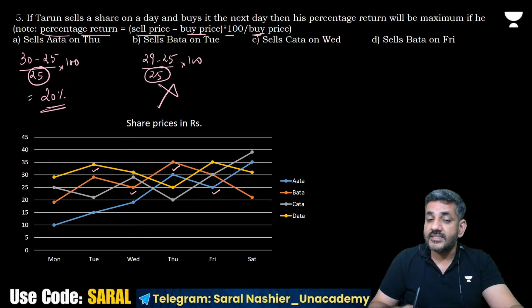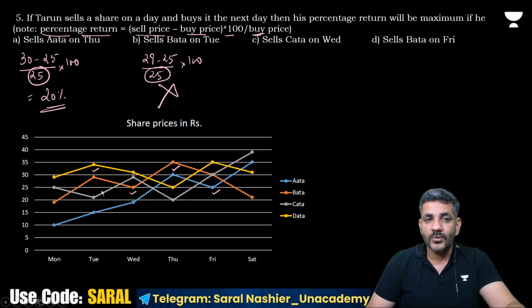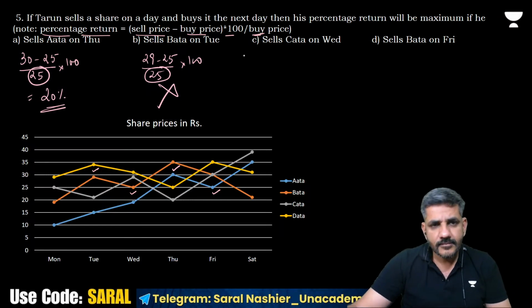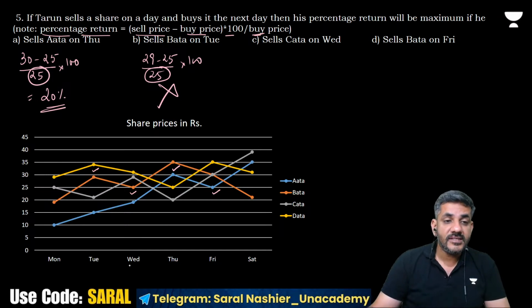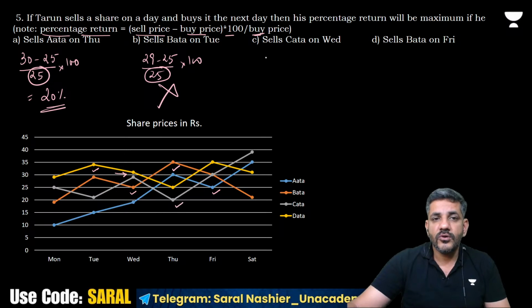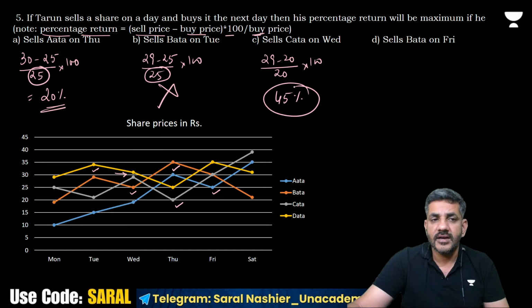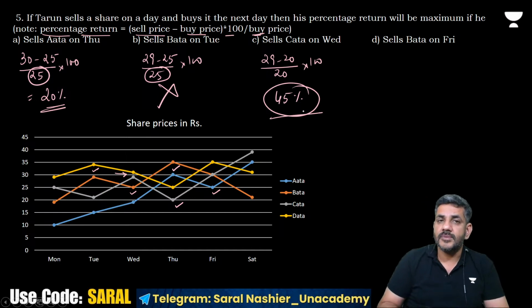Shivam is also saying C. So we got two people saying C. Let's see what's right. Good, Shivam. Come to point C now. Sell C on Wednesday. If you sell C on Wednesday, what is the price of C on Wednesday? It is equal to 29, right? And next day the buying price is 20. So you have 29 minus 20 upon 20 into 100, which is 9 by 20. That's 45% return, right? It is 45% return.